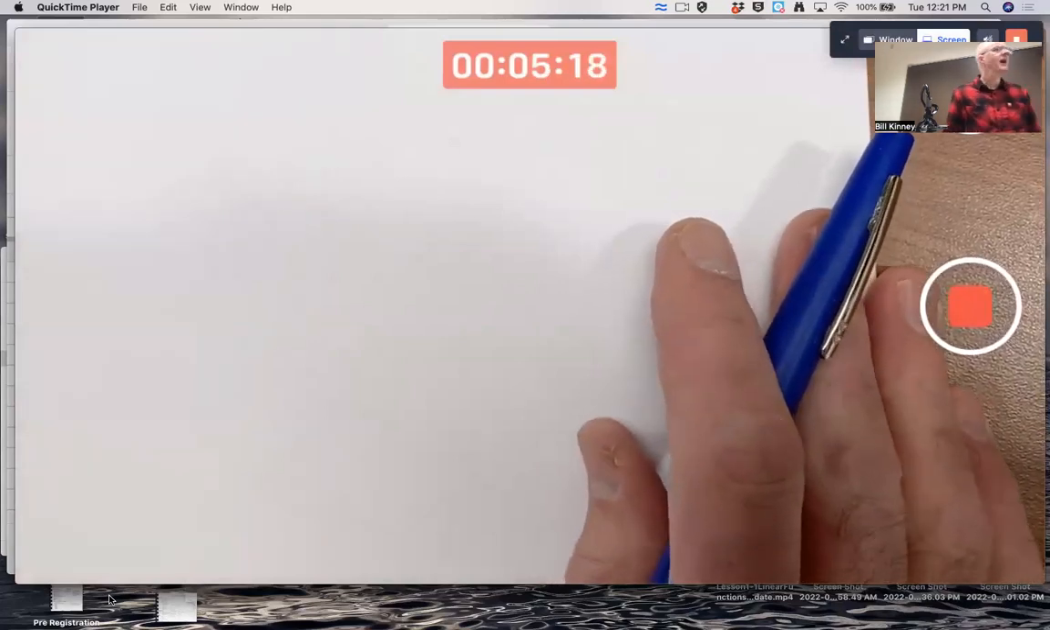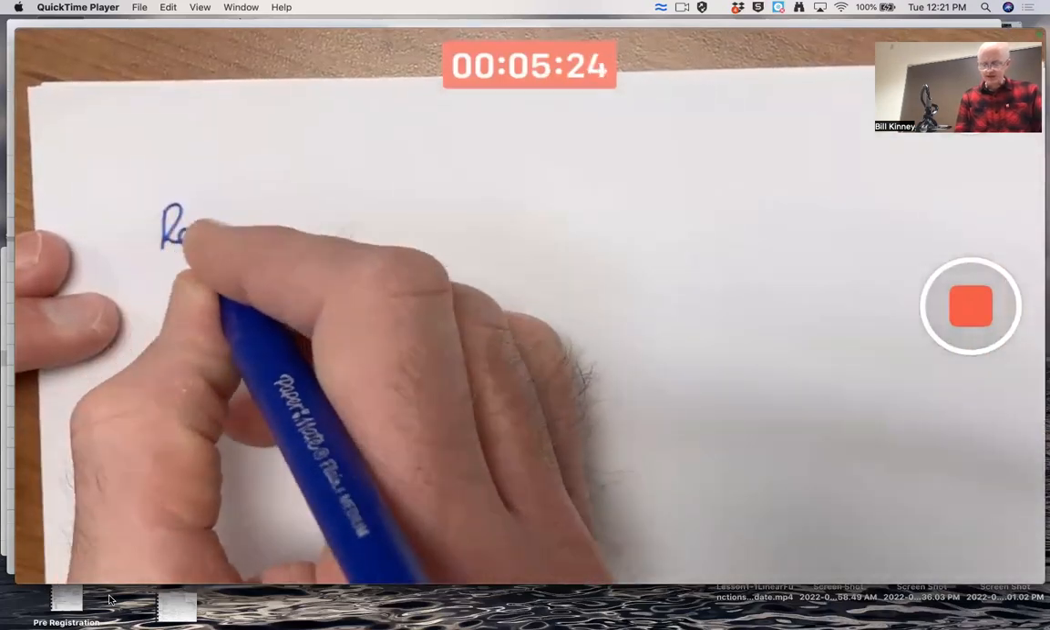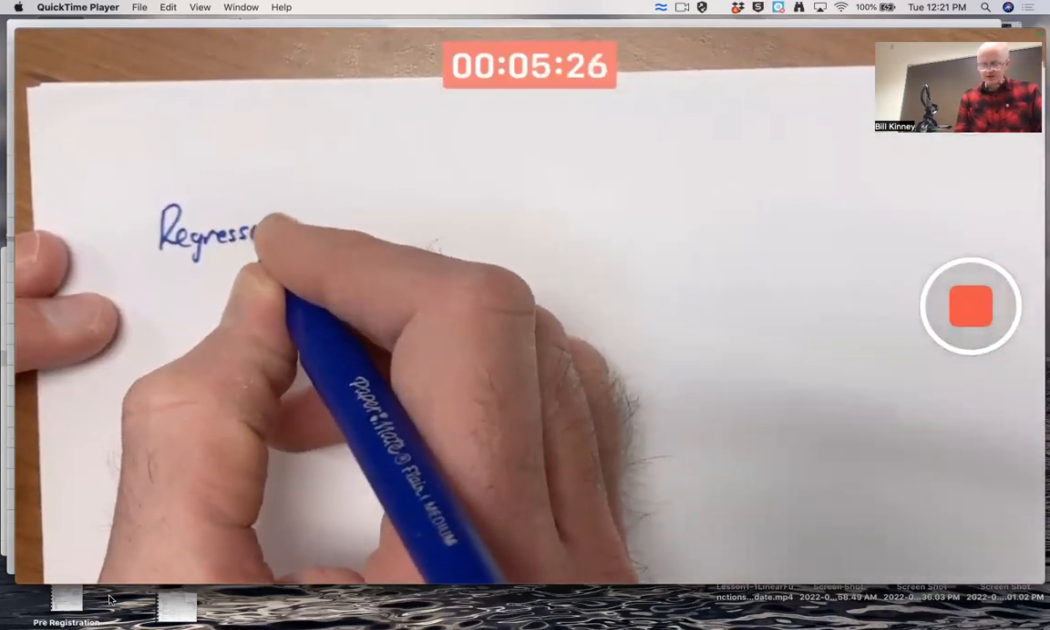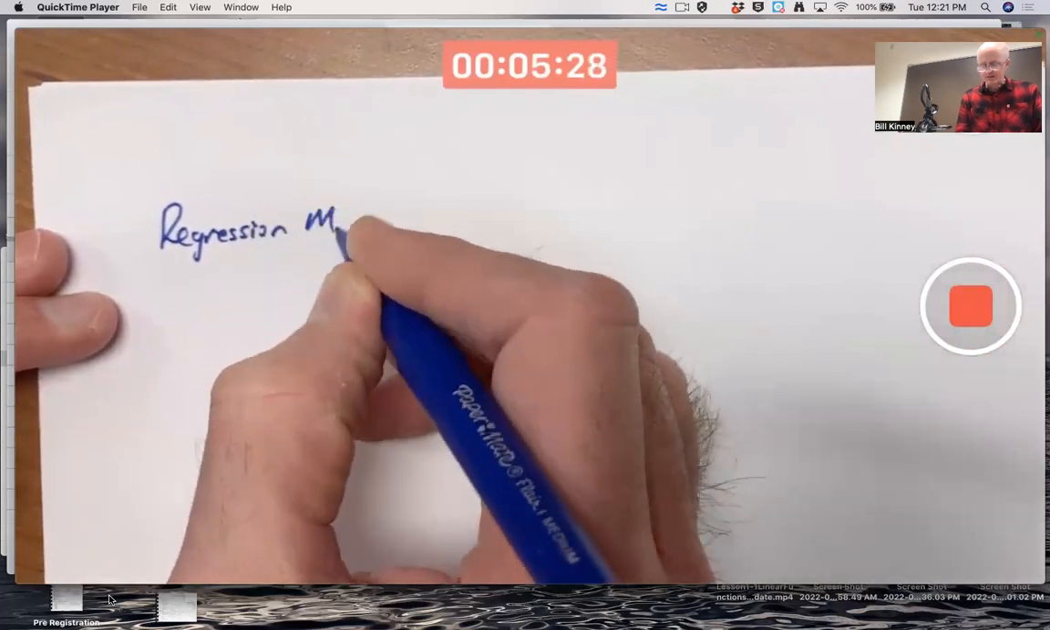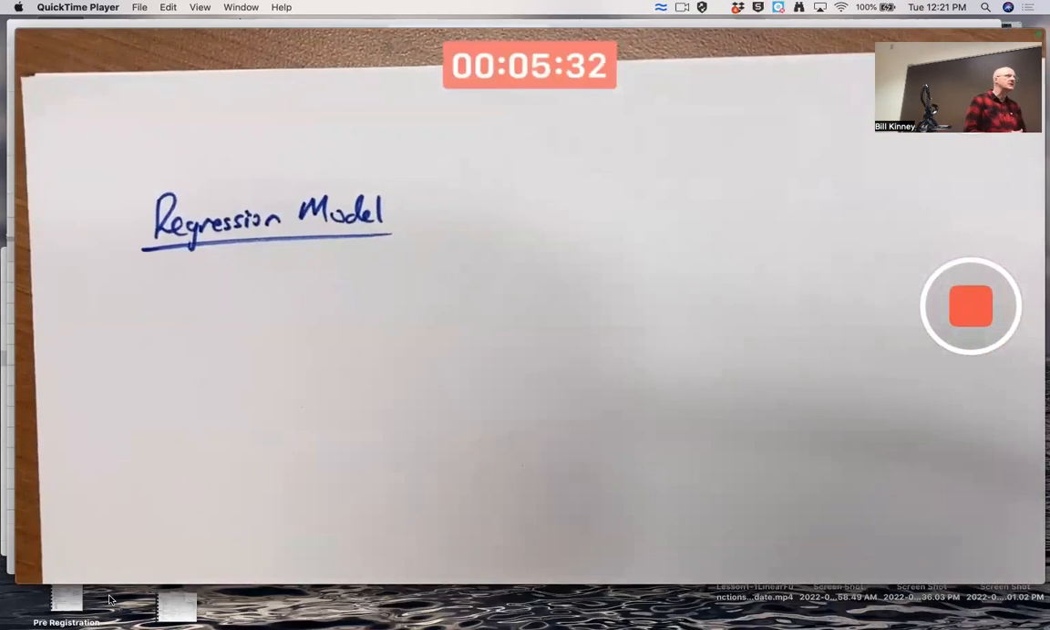We're going to start today by talking about something called the regression model. And for the sake of understanding the regression model, we'll do some simulation to help us understand what the model is about, and then what we do with statistical inference in this context.